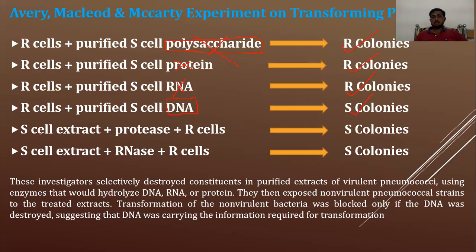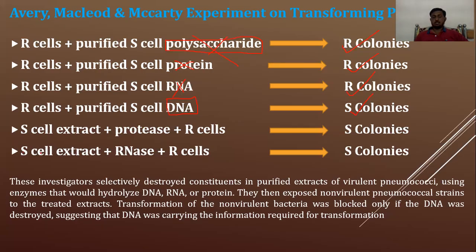Again, for confirmation of that experiment, they use S cell extract. That means S type of cells extract plus protease plus live R cells. Again, they treat the S type of extract with protease. Protease is a protein degrading enzyme, and they inoculated, and they observe the S type of colonies. Means protein is not the molecule that is transforming R type of cells to S type of cells.